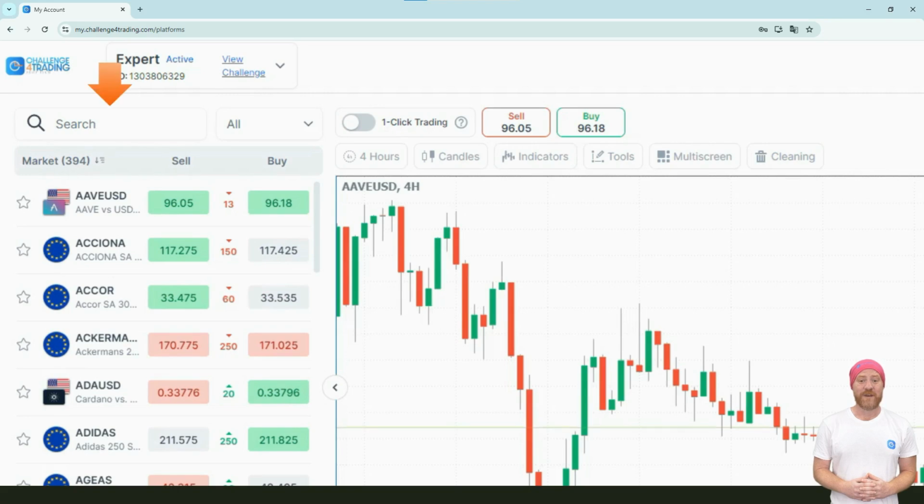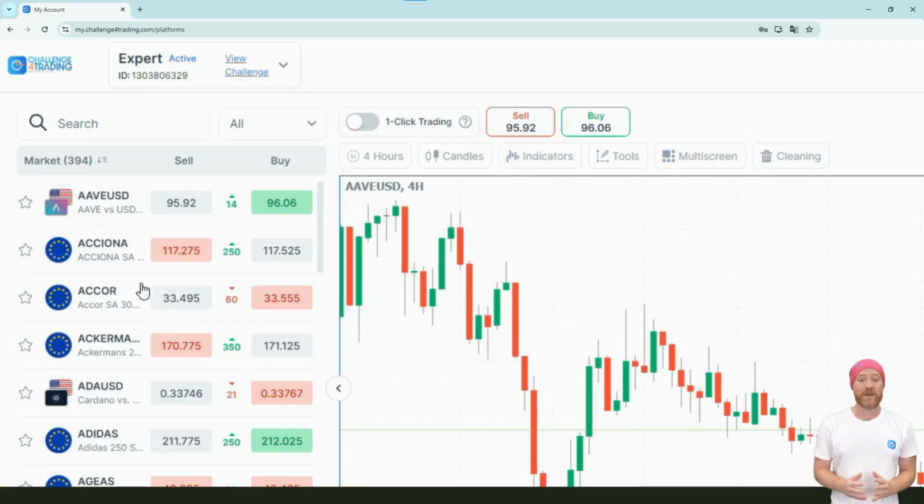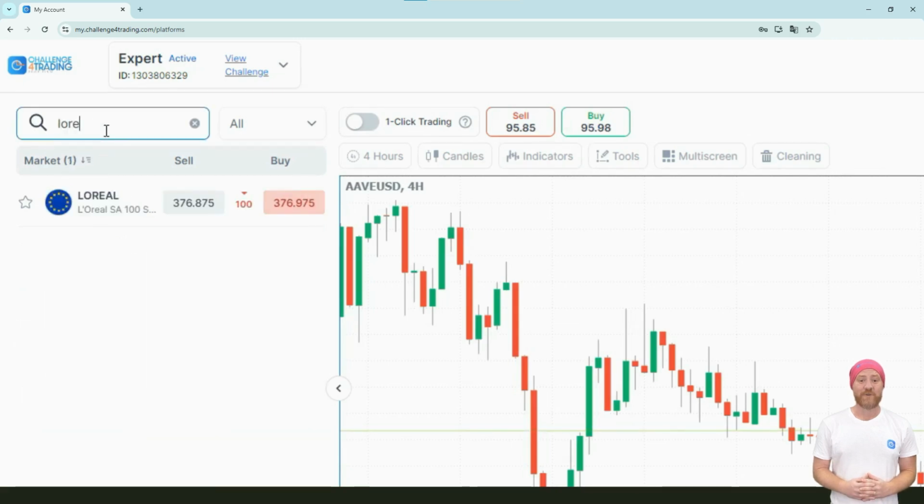First up is the search area. This feature allows you to quickly locate a specific asset you wish to trade. Simply type the name of the asset directly into the search bar. This makes it easy to find what you're looking for without scrolling through long lists.